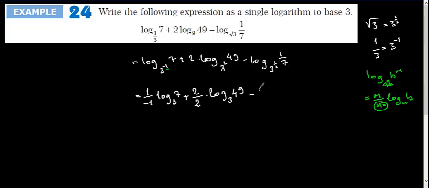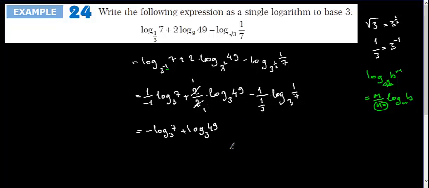minus 1 over 3 times logarithm base 3 of 1 over 7. Okay, 1 over minus 1 is going to be equal to minus 1. So this is minus logarithm base 3 of 7. This is plus logarithm base 3 of 49. And 2 over 2 is equal to 1, because when you simplify, 1 and 1 we have. And here this is going to be 1 over 3.